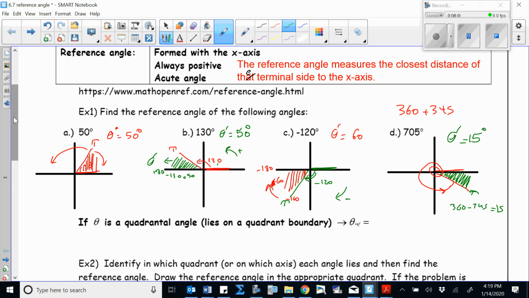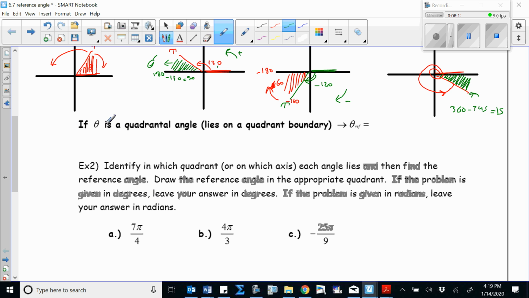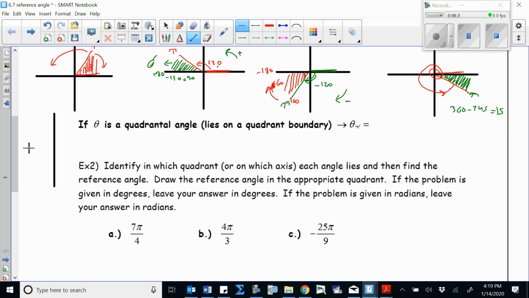Okay, now let's see what happens to our reference angle if theta is a quadrantal angle, meaning it lies on a quadrant boundary. So let's see what happens here. This is my coordinate plane. Now, if my angle is on the quadrant border, it's going to be either here, here, here, or here, like on the quadrant border, maybe here.